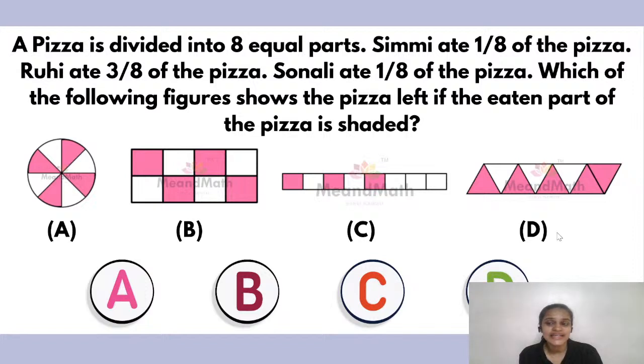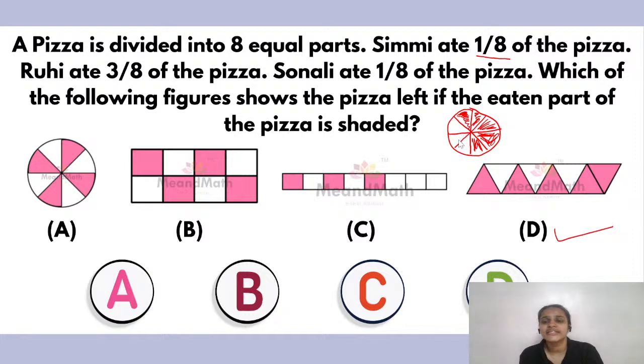But actually the answer is D, children. No worries, let me explain. It says that 1/8 of the pizza is eaten by Simmi. Let's suppose this is my pizza. I am dividing it into 8 parts. So 1/8 is eaten by Simmi. 3/8 is eaten by Ruhi, so 1, 2, and 3. And again 1/8 is eaten by Sonali.